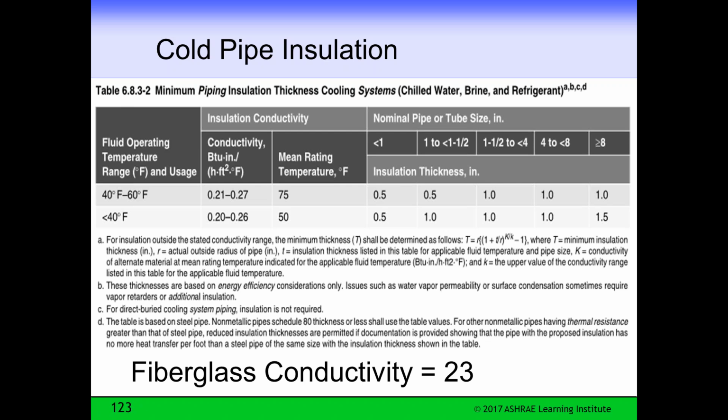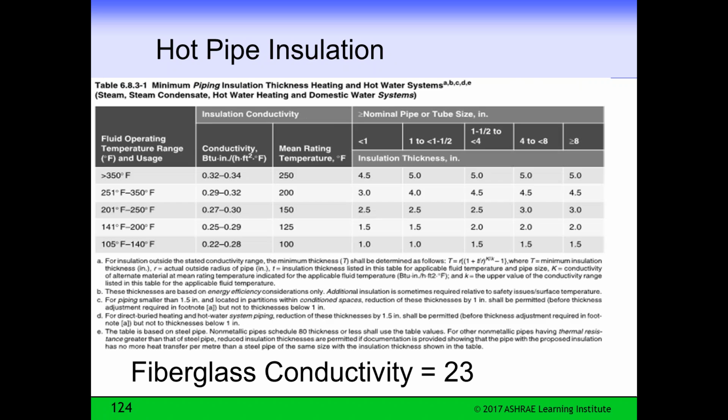Now, when you read the words underneath, you can see that fiberglass is the basis of this table, and item A is the equation you have to use. You need to pay attention to that, because if you have conductivity outside this range of 21 to 27 or from 20 to 26, then you have to use this equation, and because of the exponent, it can cause your thickness to expand pretty rapidly. So make sure you plan on using it unless you're within the conductivity ranges of the table.